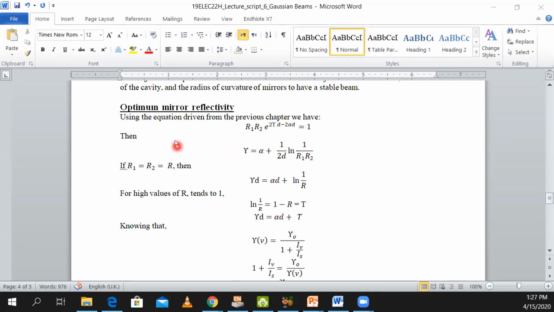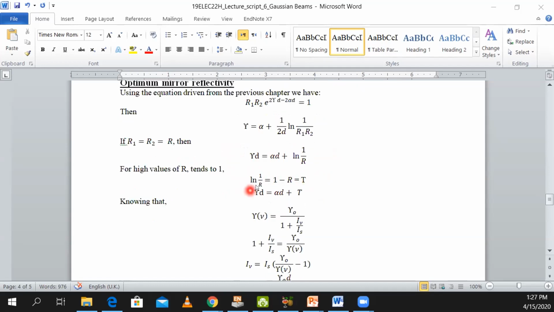To make it simple, we put R1 equal R2 equal R. So now this turns into ln 1 over R, and I multiply by D. So we have gamma D equals alpha D plus ln 1 over R. When R is very, very large, I mean when R tends to 1, you can say that ln 1 over R is approximately equal to 1 minus R, which is the transmission. So we can say that gamma D equals alpha D plus transmission.